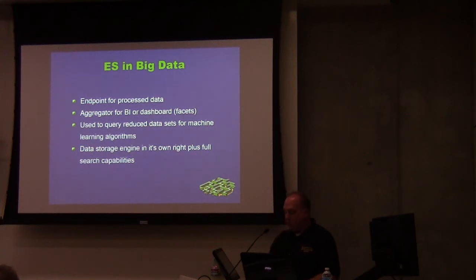So a little bit more on Elasticsearch and big data: how is it interesting in a big data environment? One of the things is it is very good as an endpoint for processed data. MapReduce is great, Hadoop is great, but once you process the data, you have to do something with it. It doesn't do anybody any good if you process it and it just sits on disk. It becomes a very good way to pre-process data and throw it into the search engine so that you can do faceting or searching or other kinds of results that you want to get out of it.